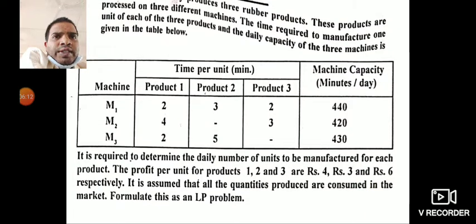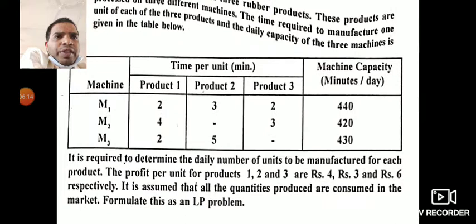Now it is required to determine the daily number of units to be manufactured for each product. The profit per unit of product 1, 2, 3 are rupees 4, 3 and 6 respectively. He has given the profit. For product 1 you are getting 4 rupees, for product 2 it is 3, and for product 3 it is 6 rupees. Since he has mentioned profit, the problem comes under maximization; the objective function is maximization here.